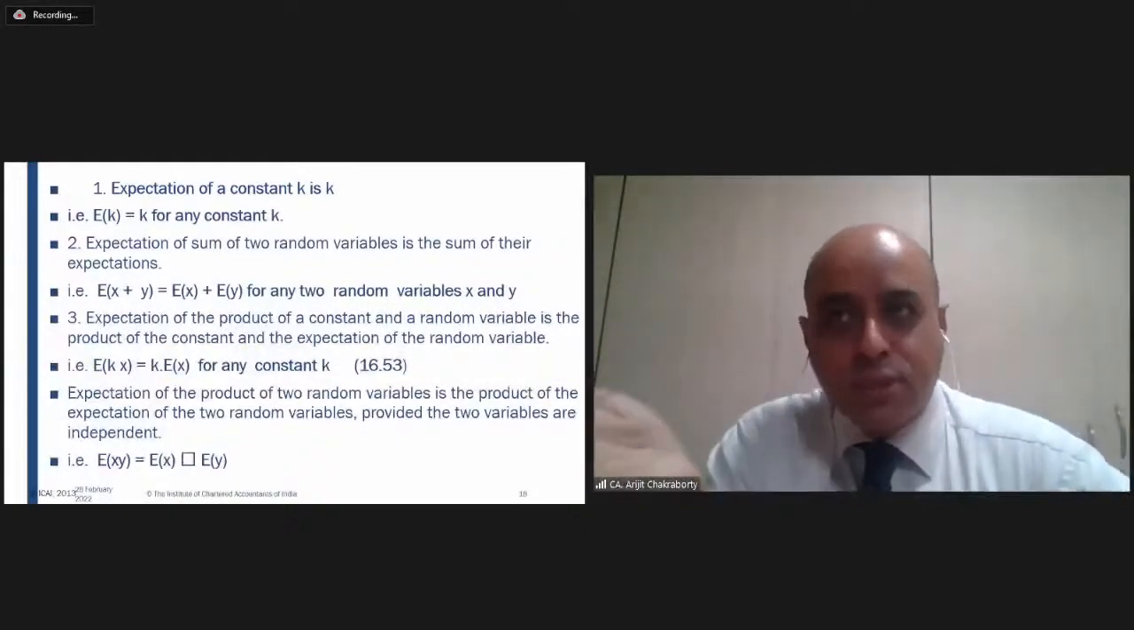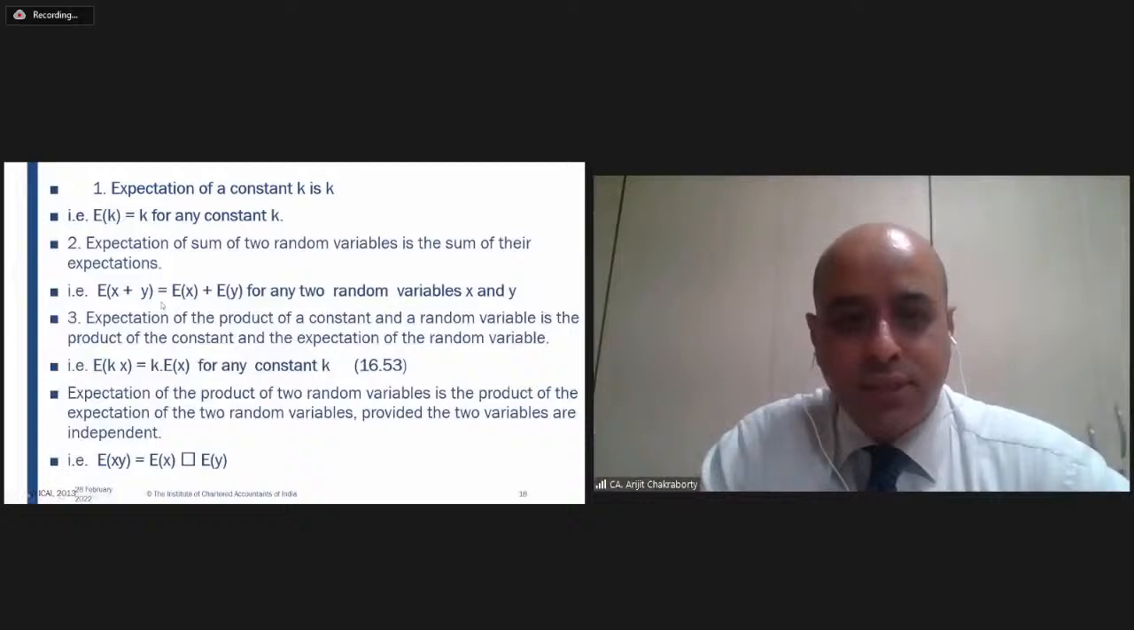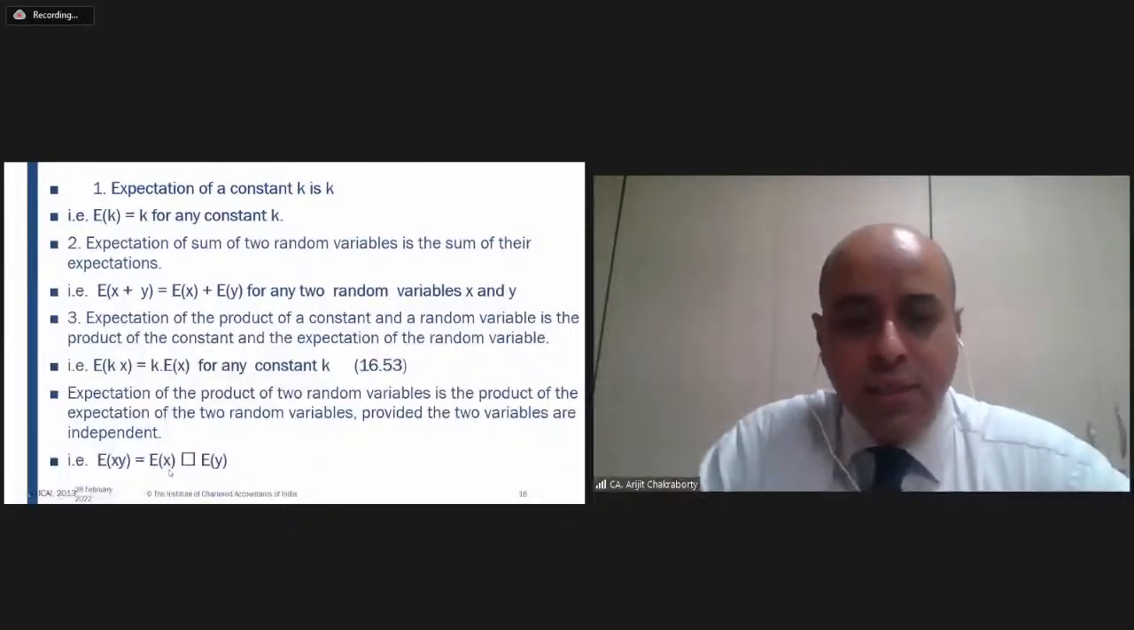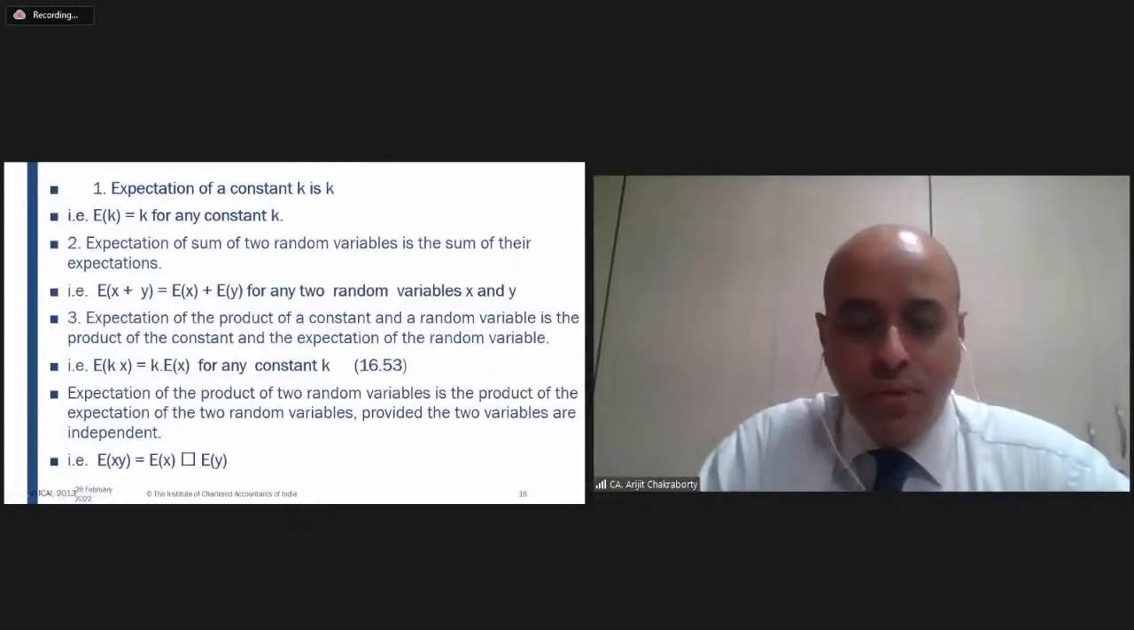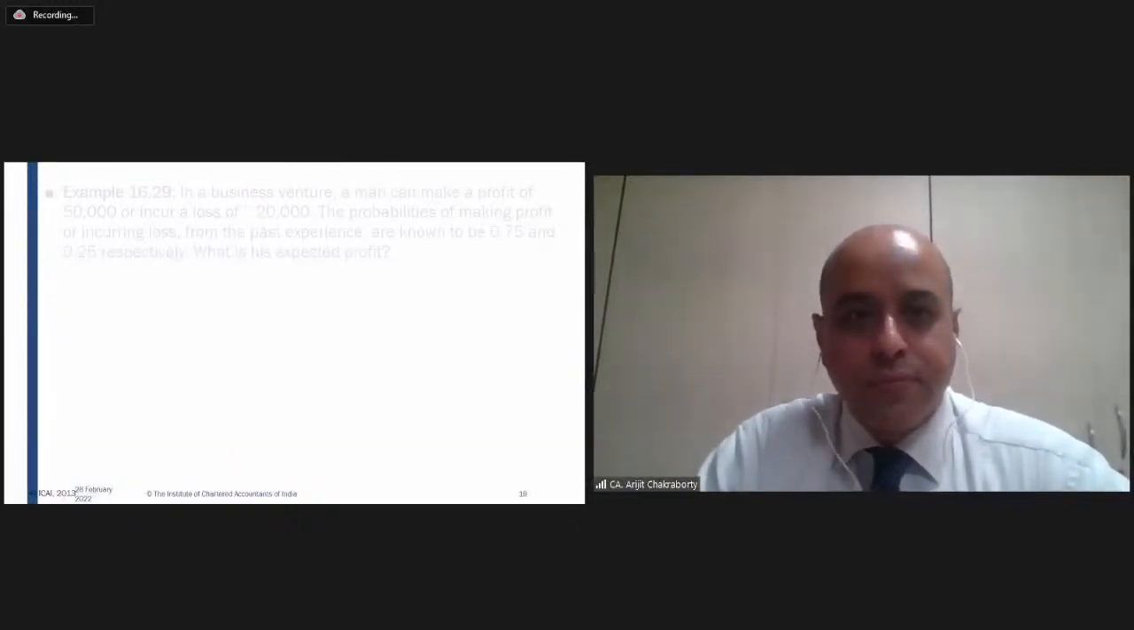So E(X + Y) is equal to E(X) + E(Y). You can see here, I'm moving the cursor here. And E(XY) is equal to E(X) into E(Y). Okay, so this will be useful for you when you solve some problems.